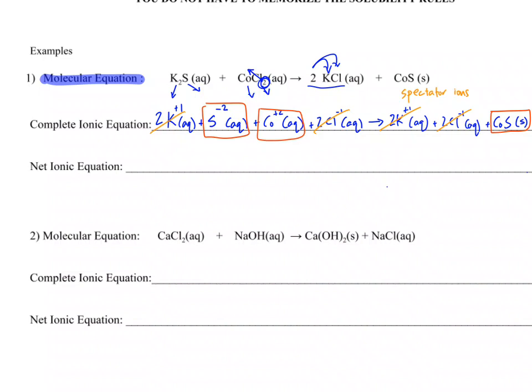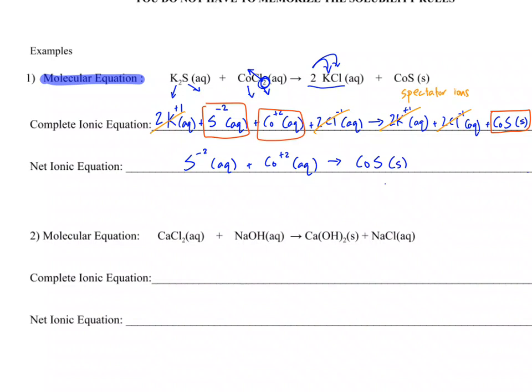So I'm going to write them in the order that they are here. I'm going to write sulfur -2, aqueous, and cobalt +2, also aqueous, react to produce cobalt sulfide as a solid.